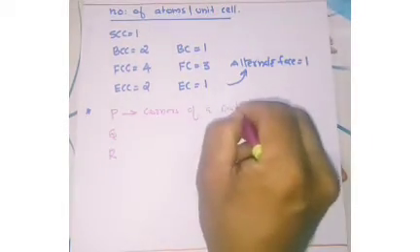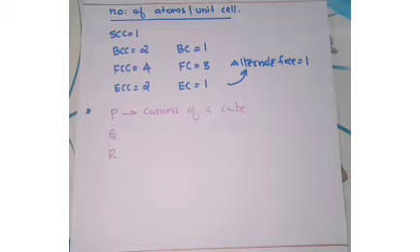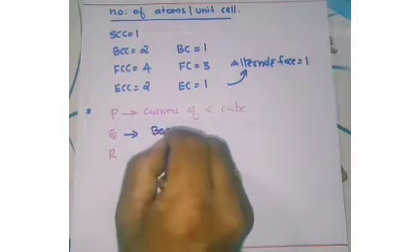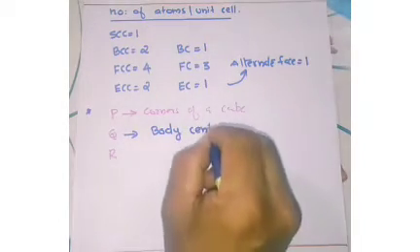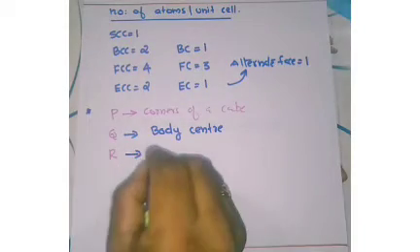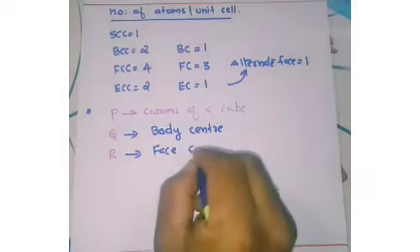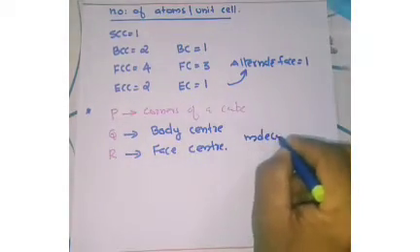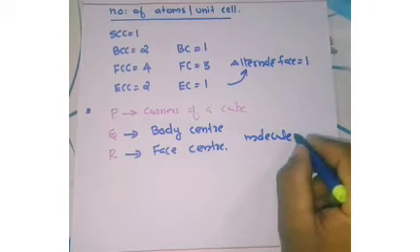Corners of a cube. Okay, corners of a cube. Then Q at its body center. R at its face center. Okay. Then what is the molecular formula? Then how can you derive the molecular formula?